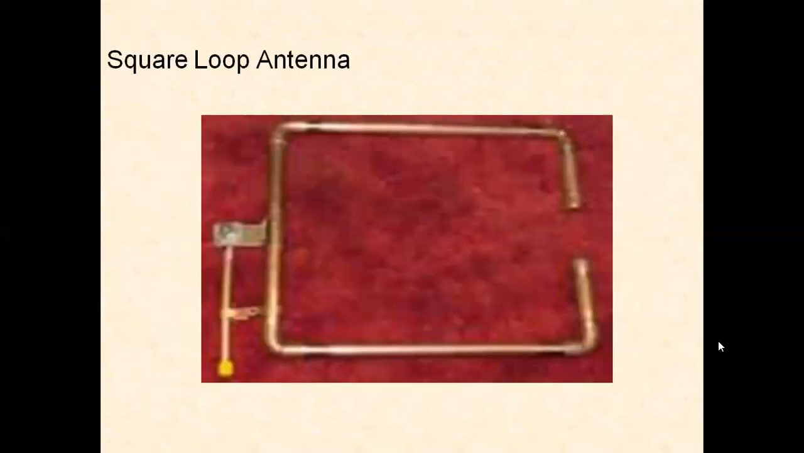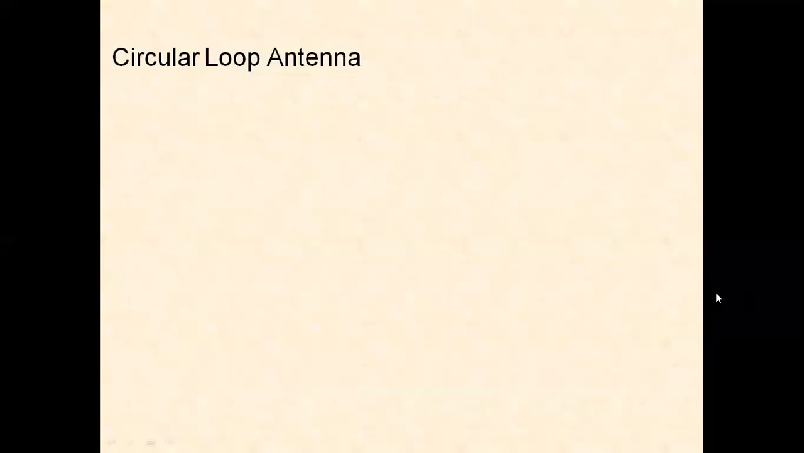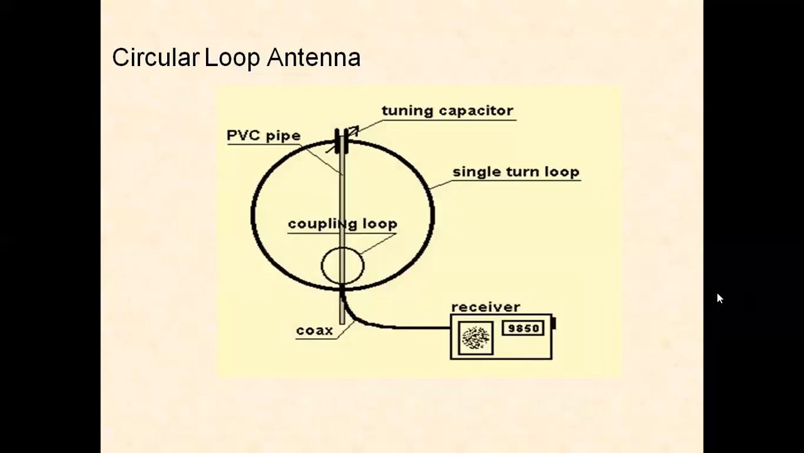This is the square loop, whose width and height are the same. A wire, a coil carrying RF current, made in the form of a square, we call a square loop antenna. And we have the circular loop antenna. When a coil is bent in the form of a circle like this, we call it a circular loop antenna.